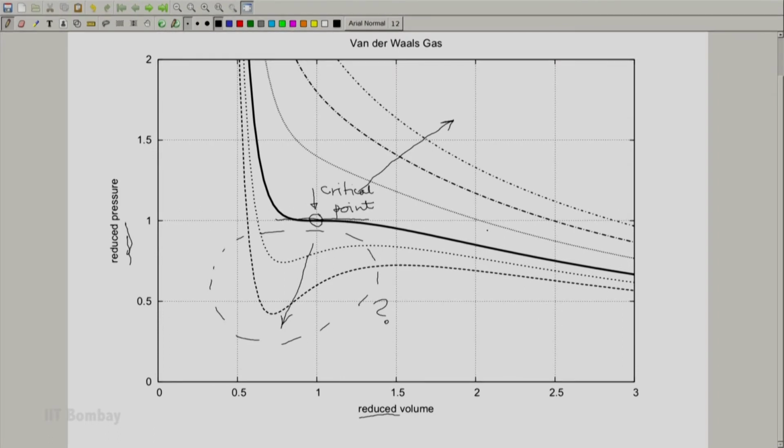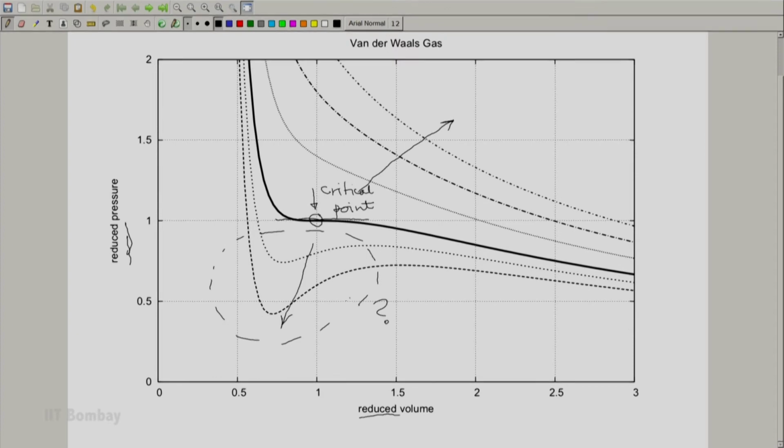The importance of the critical point you will appreciate very well when, in a few days from now, you will start looking at the properties of a very important real fluid, steam, water. That is what we are going to study maybe next week. And at that point you will appreciate the utility of the critical point.